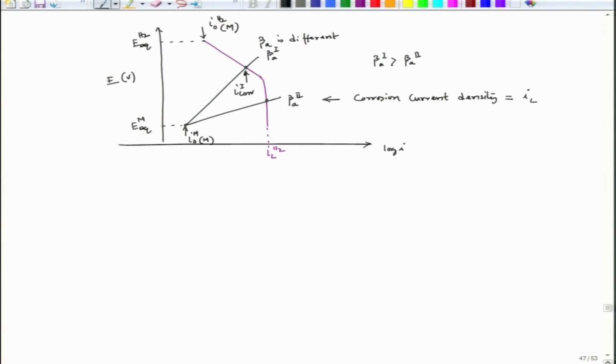So, here this is E mix 1 and this is E mix 2. 1 and 2 are the two situations when beta A is different. In this case, I corr equal to I A. Of course, it will be the same as I C of hydrogen, but in this case I C of hydrogen is activation controlled, and in this case I L is nothing but concentration controlled.